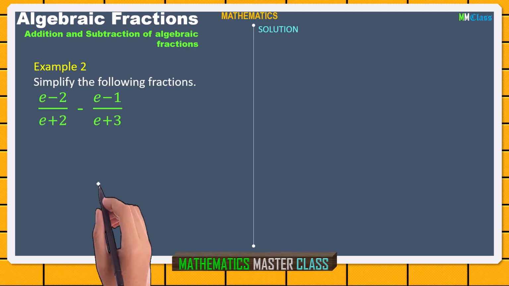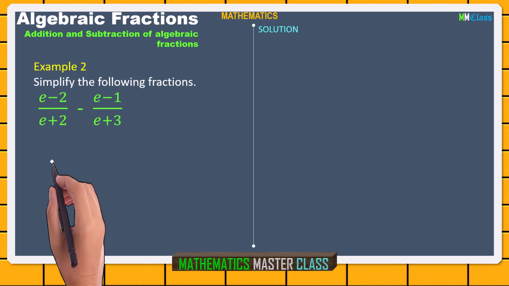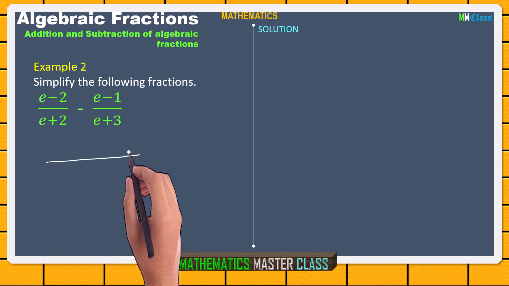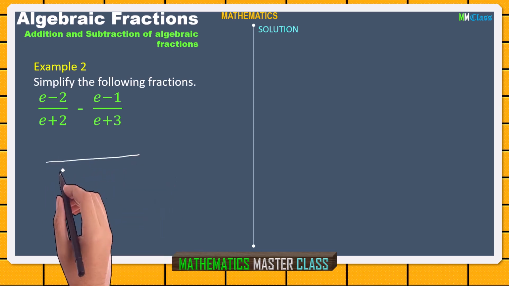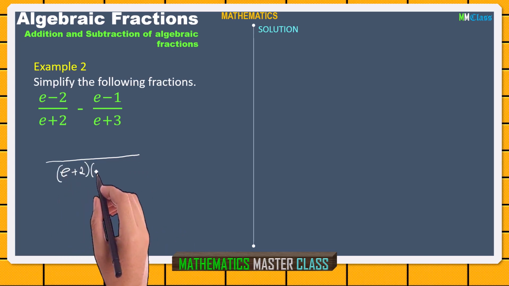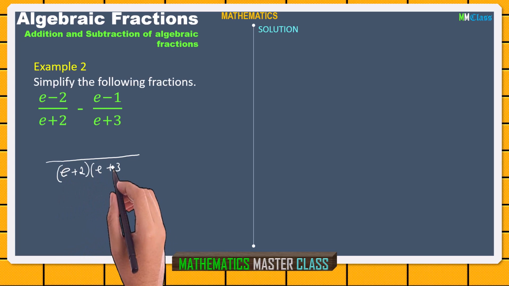So we are dealing with example 2. Simplify the following fractions: (e minus 2) all over (e plus 2) minus (e minus 1) all over (e plus 3). So if we start, we are going to first of all get the LCM of the denominators, which is (e plus 2) and then (e plus 3).